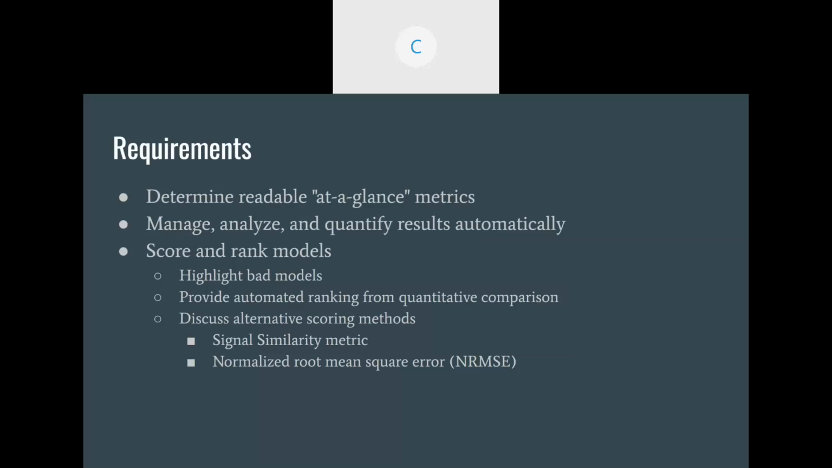Next slide. So a few requirements to complete this project are that we need to determine readable at-a-glance metrics, and we need to be able to manage, analyze, and quantify the results automatically. And also, we need to find a way to score and rank the models. In doing so, we need to find ways to highlight the bad models, provide automatic ranking from quantitative comparisons, and we also discussed alternative scoring methods, including the signal similarity metric and the normalized root mean square error.